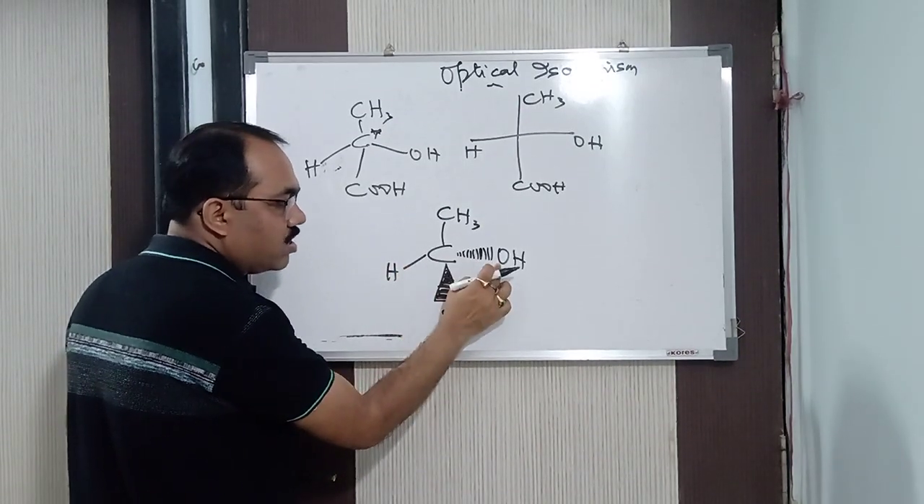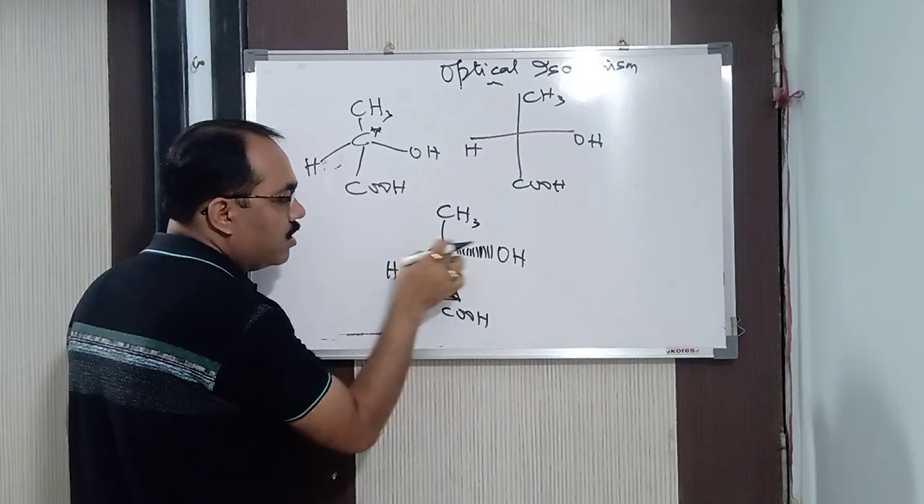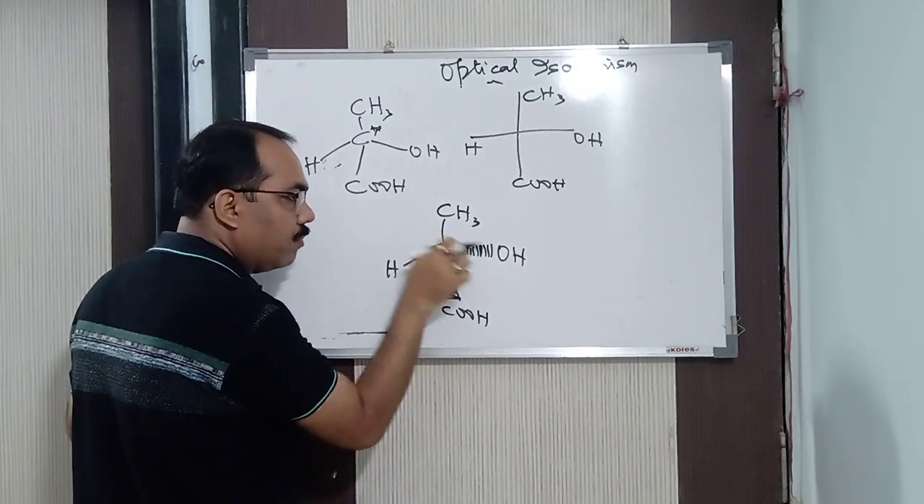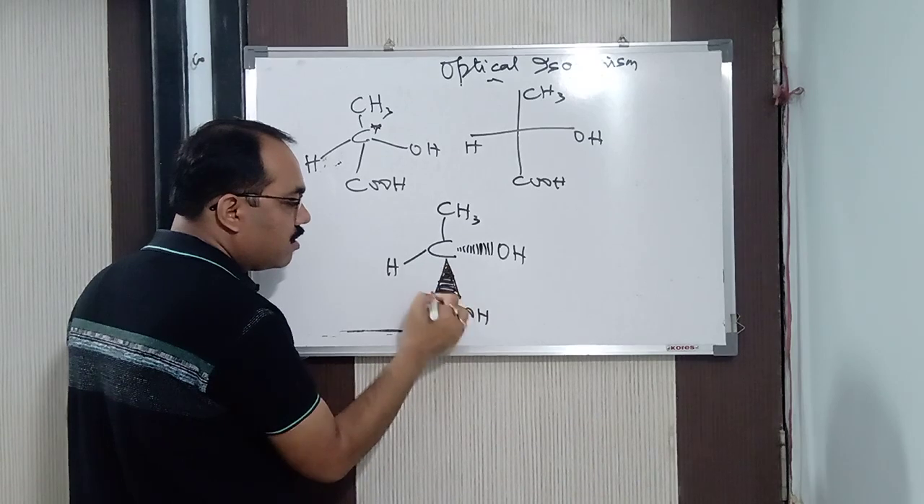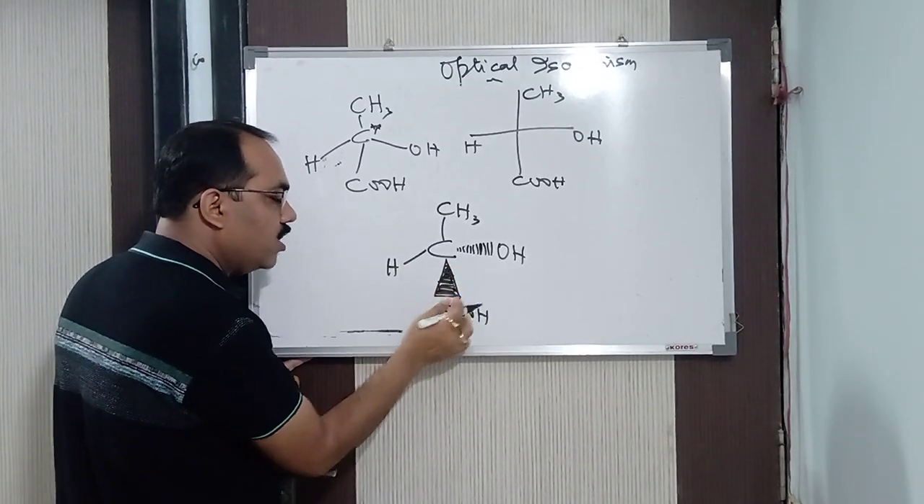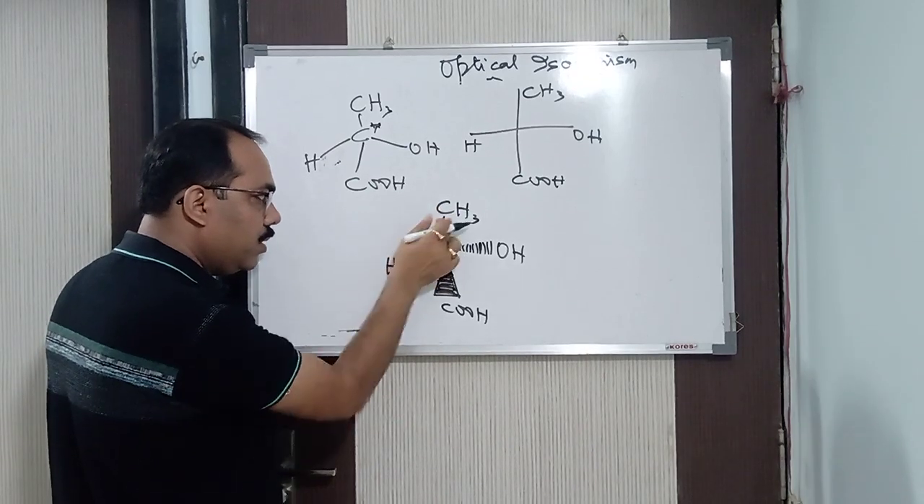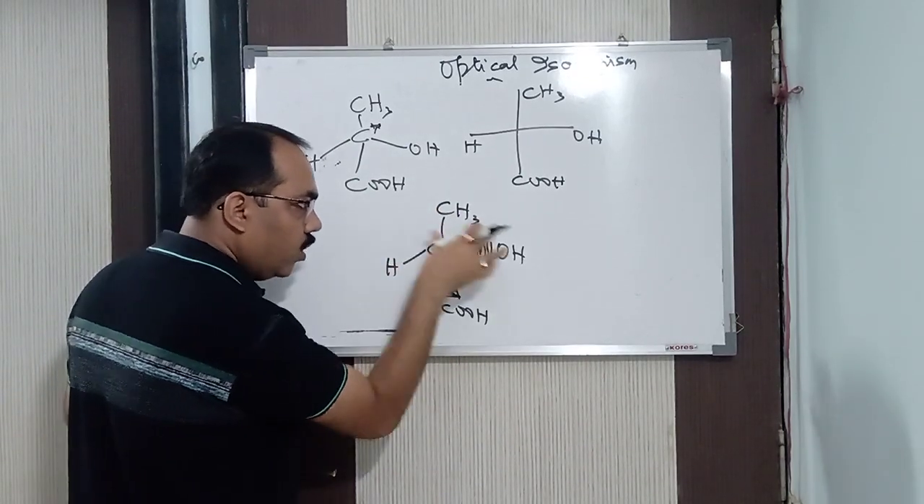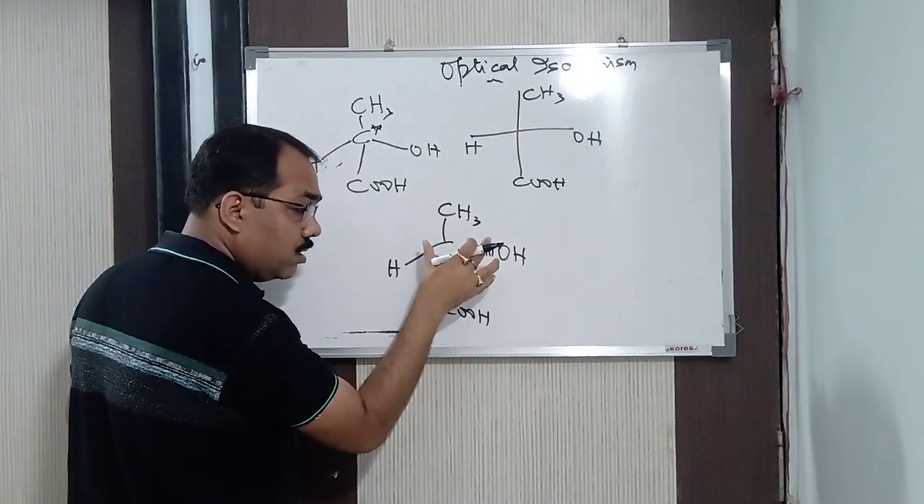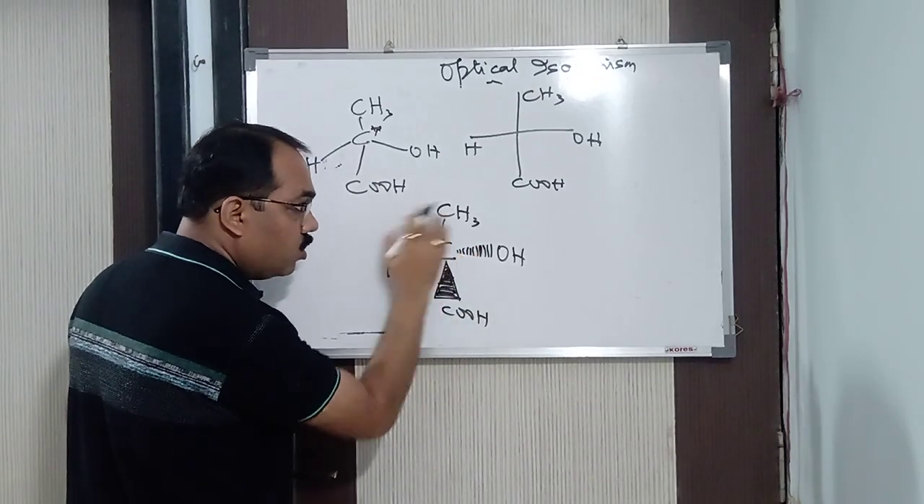Now here the dash, that we can see, is inside the plane of paper, and this is outside, away from you. What is this? COOH, the dark one, is away from you. This is on the plane of paper, this is inside. The OH group is a three-dimensional representation, not two-dimensional.